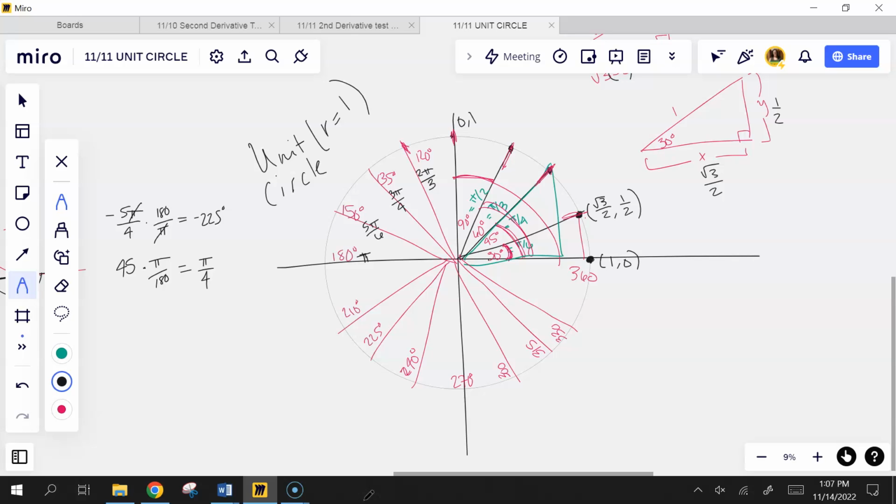All right, keep going. 7 pi over 6. I can't believe I gave them to you. I didn't know that they were on the back until now. Yes, they are. That's how we're getting them so fast. 5 pi over 3.